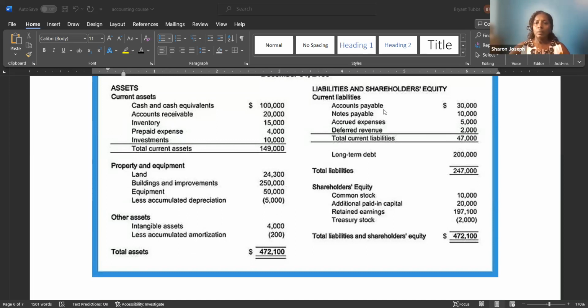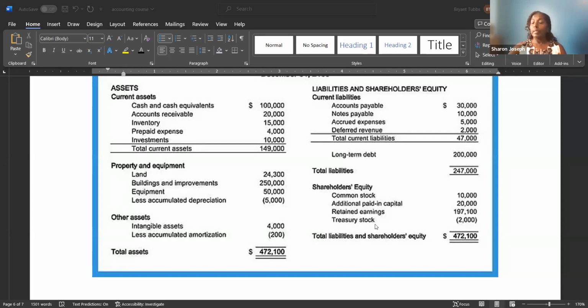Now we move over to the liability section. Current liabilities: accounts payable, notes payable. These are things that we're going to pay back within a year. Accounts payable are things like your bills, your light bills, your water bill, your rent expense. Again, these are things that you're going to incur on a regular basis and you're going to pay back within a year. Then we have long-term debt. Let's say that you bought a building or you bought a car or something like that. Like we talked about before, long-term debt is something that you're going to pay back over a long period.